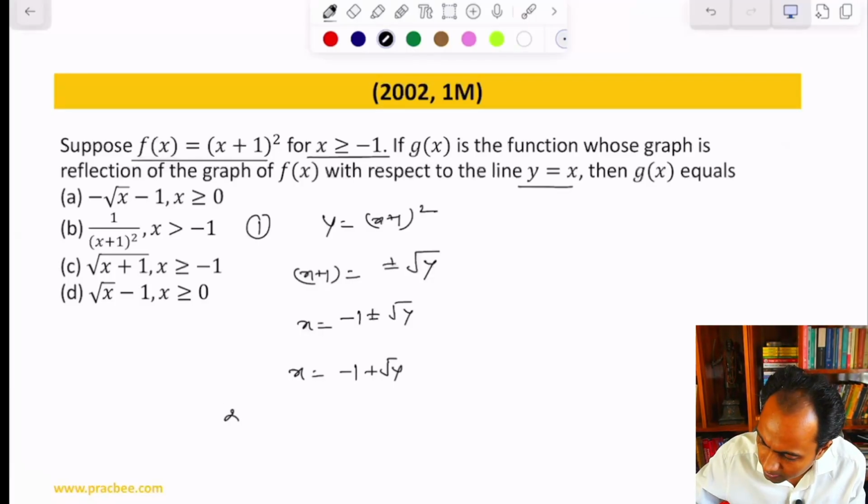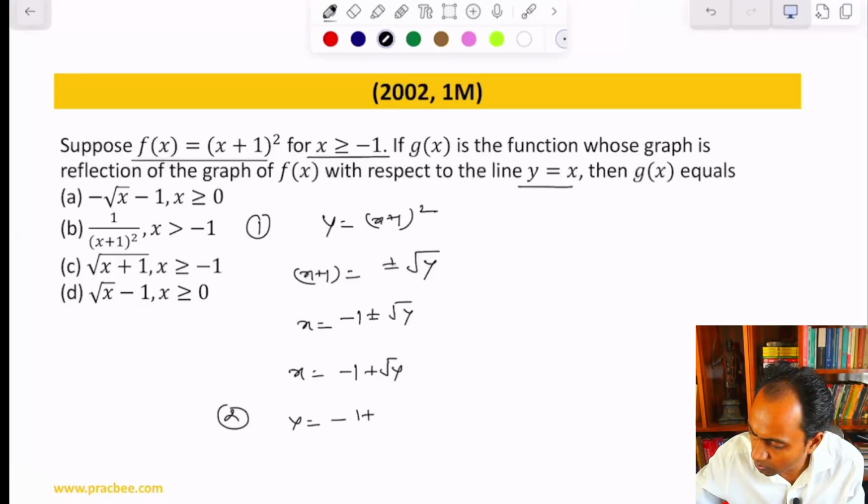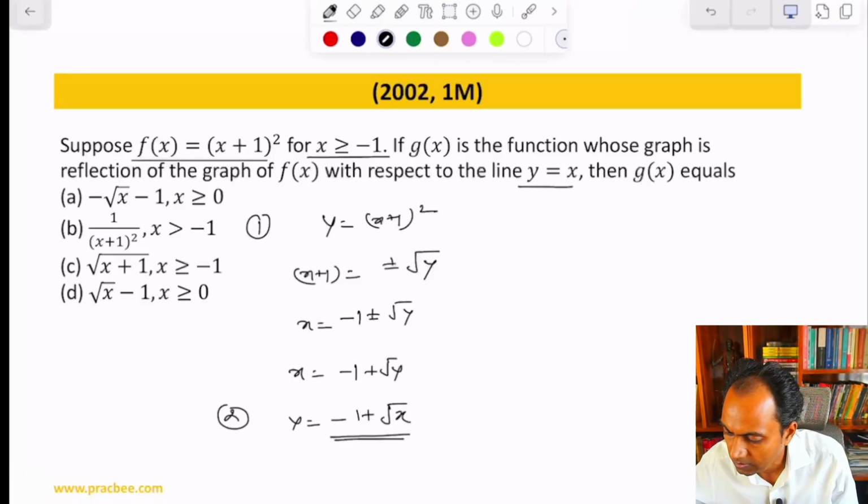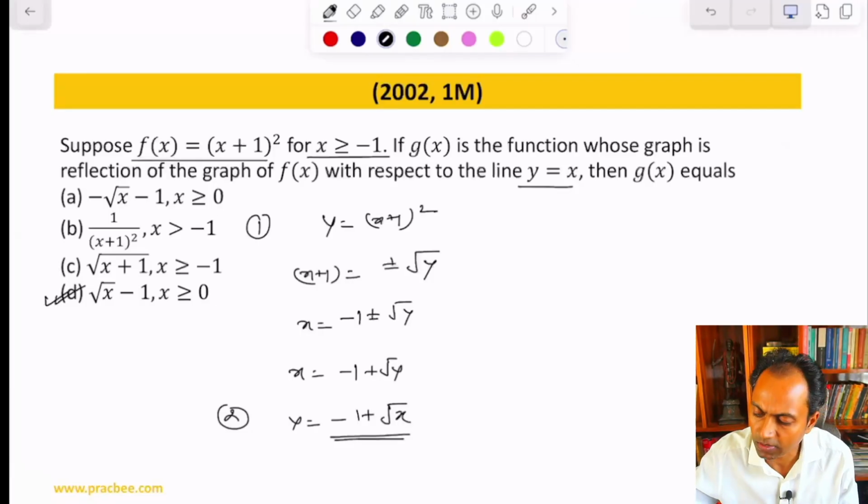In the next part, I will replace y by x and x by y. It becomes y equal to −1 plus root x. This is what I am getting. So −1 plus root x is nothing but what is given in option D. That becomes the correct answer.